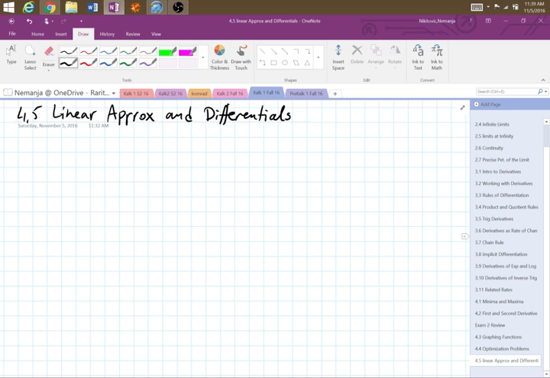Linear approximations and differentials. How much is ln of 3? Yeah, exactly what I thought. How about square root of 15.2?